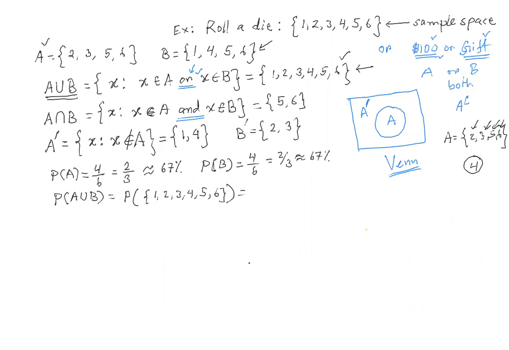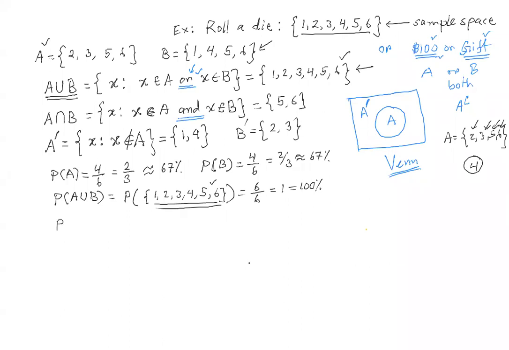Look, A union B is nothing but 1 through 6. If you roll a die, your outcome has to be one of these 6 values, 1 through 6, right? So event A union B will for sure happen if you roll a die. There are 6 of them here, 6 out of 6, or 1 or 100%. So there's a 100% chance that A union B will happen.